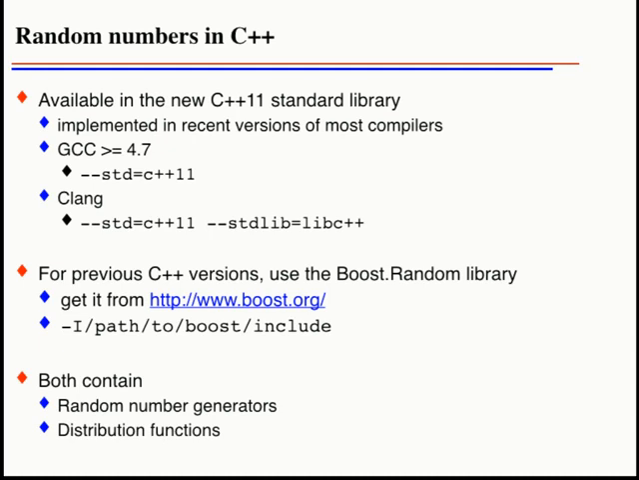I'm going to show you examples of how you use random numbers in the standard library. Some examples are for Boost, but if there is no example, most of the time you can just exchange the namespace from std to boost, and this usually works.